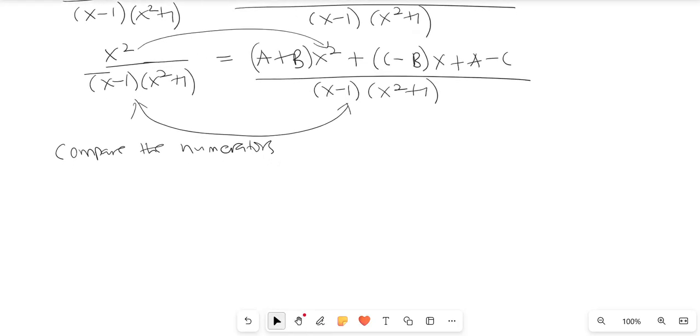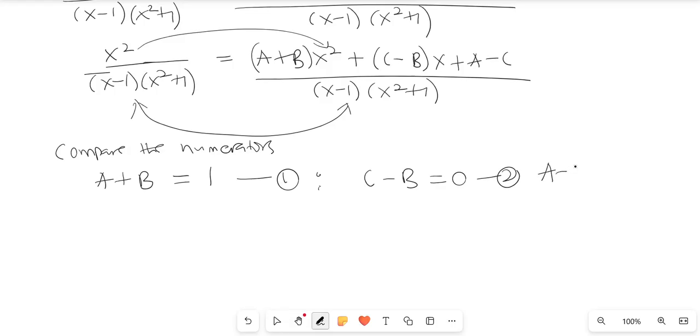Comparing the numerators, A plus B is the coefficient of x squared on the right hand side. That should be equal to 1, the coefficient of x squared on the left hand side. Call this equation 1. Next, the coefficient of x on the right hand side is C minus B, equal to the coefficient of x on the left hand side, which is 0. There's no x term in the numerator on the left hand side, so that should be 0. Call this equation 2. Last, the constant term A minus C is equal to 0 because there is no constant term in the numerator on the left hand side. So A minus C equals 0. Call this equation 3.